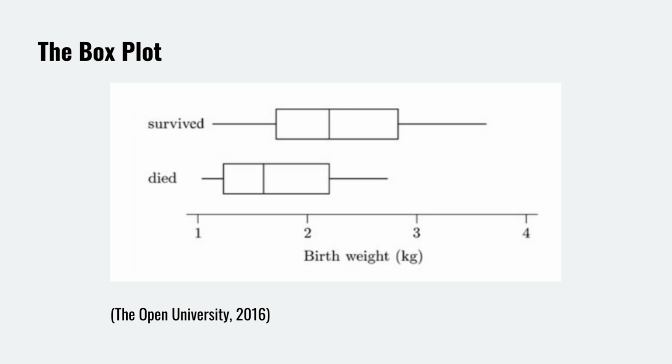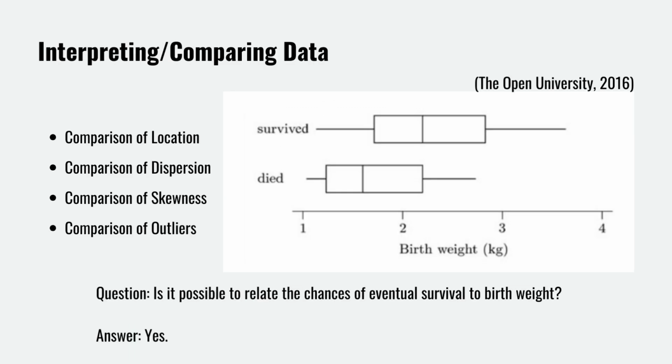Now that we know how to manually compute for each part that make up a box plot, how do we interpret the data? A box plot is meant to be used to interpret the data visually. We can interpret this by the comparison of location, dispersion, skewness, and outliers. The results in this case would show the mean birth weight of the infants who survived is considerably higher than the mean birth weight of the infants who died, and that the standard deviation of the birth weights of the infants who survived is also higher.